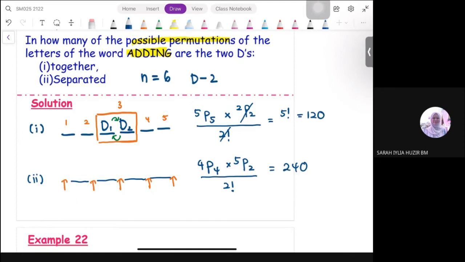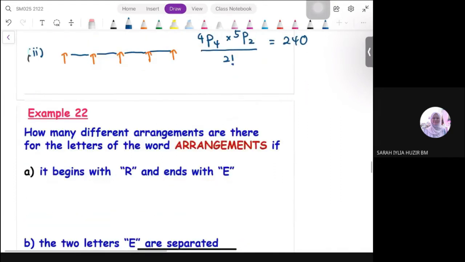If in the earlier example we did together and separated arrangements, I think with brother and sister, I guess, refer back to the previous example. Here we use the same technique, but we have to divide by 2 factorial because the 2 Ds are identical. If we had, let's say, 3 Ds that are identical, then we would divide by 3 factorial. That's the only difference. The calculation is the same as above, but we have to extra divide by the repeated items. Okay, let's try another example.